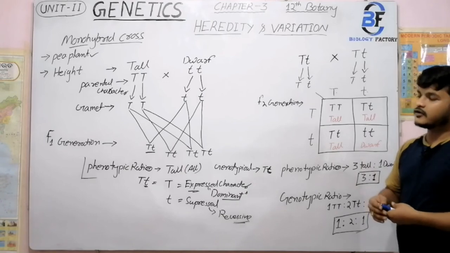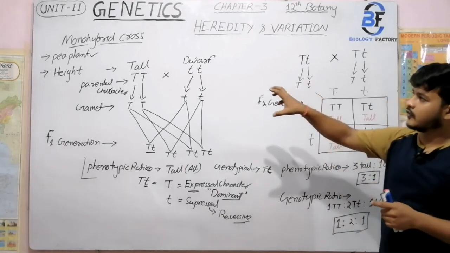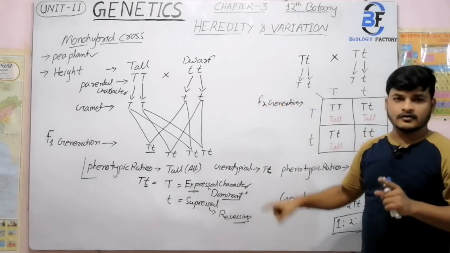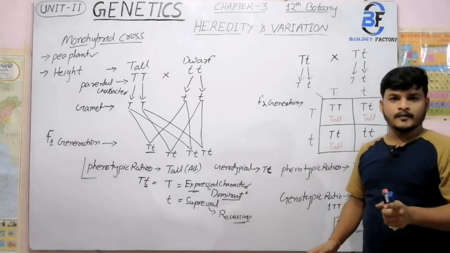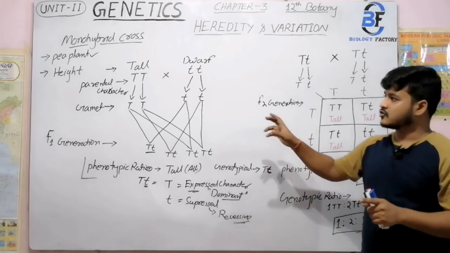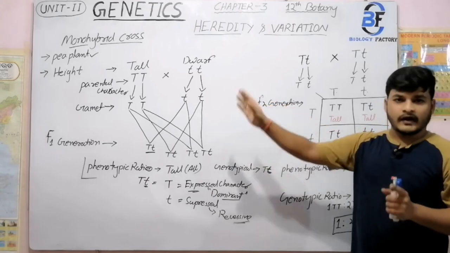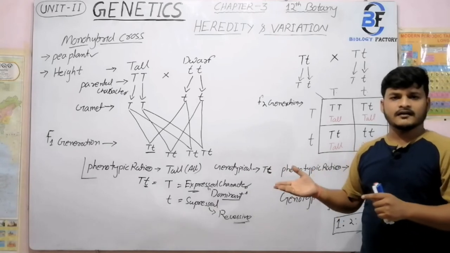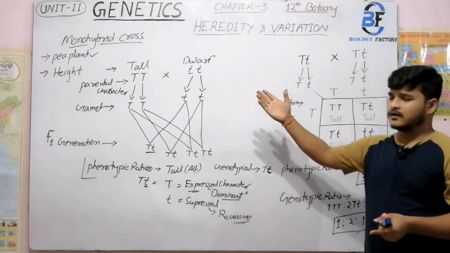I will again repeat the whole process. You just look at the board first. So we studied the monohybrid cross. In the monohybrid cross, Mendel took a common plant, which is the pea plant, which is diploid in nature. So he took one character, for example height. You may take it as the color of the pod. You may take a number of characters, for example the position of the flowers.